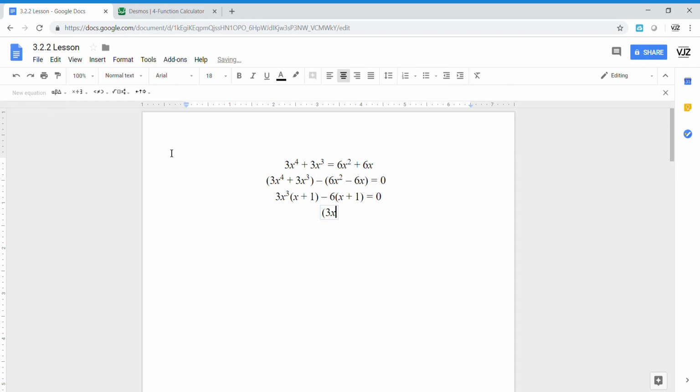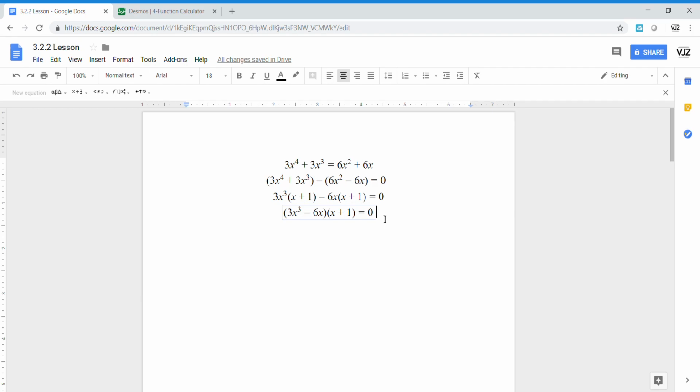We have 3x to the third minus 6x. Make sure to check your arithmetic right there. Minus 6x times x plus 1. Oops, x plus 1. Keyboarding controls are hard.